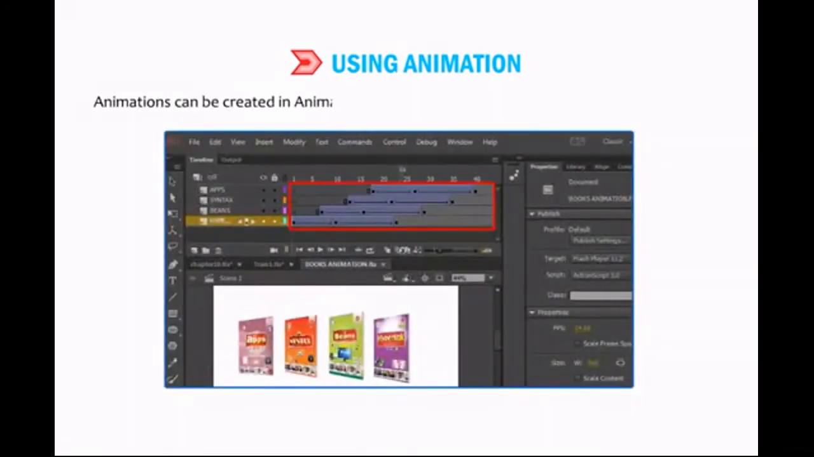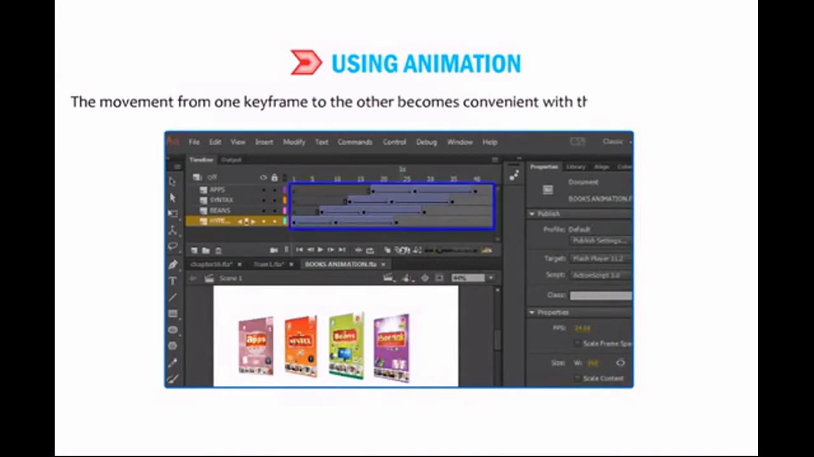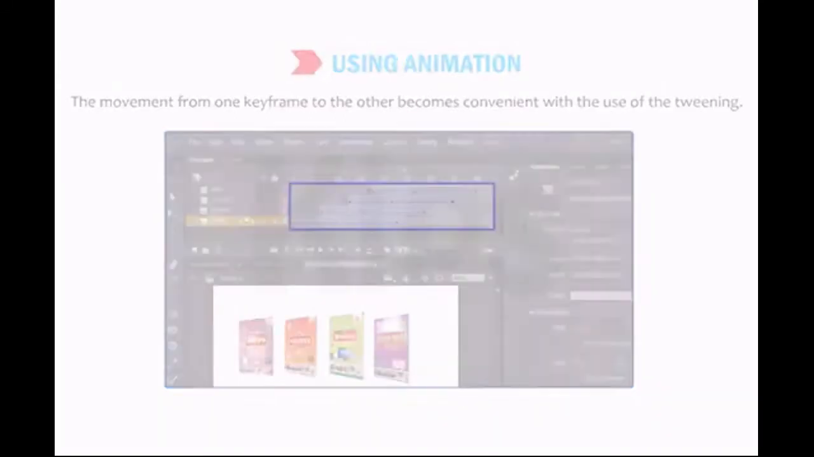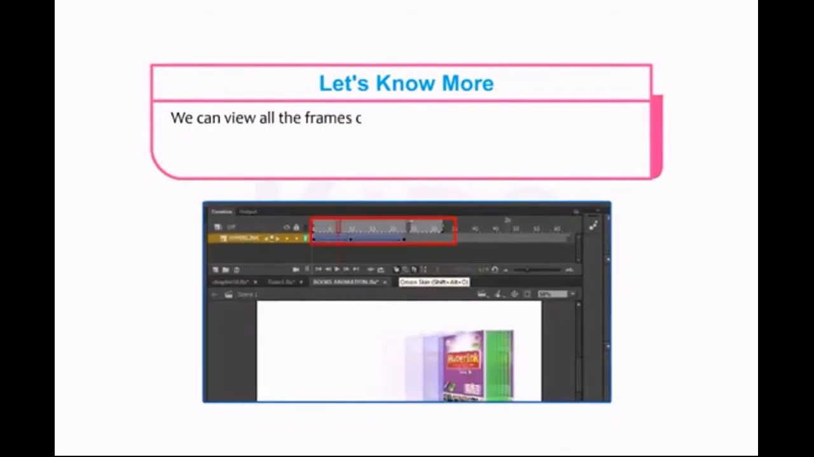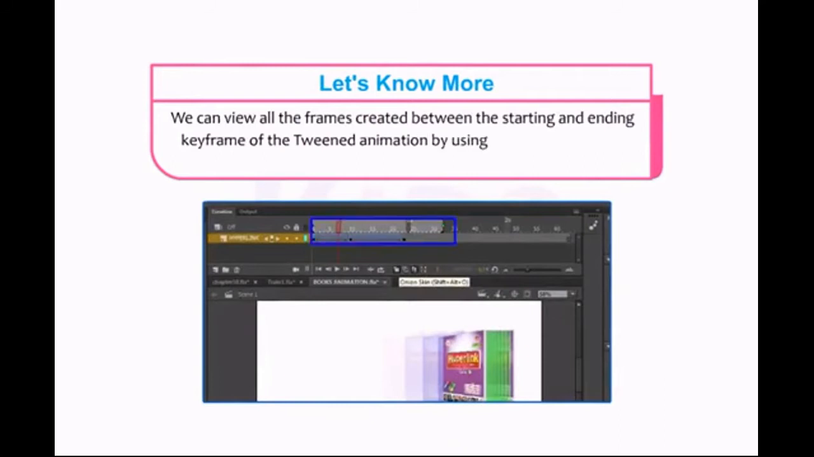Animations can be created in Flash with the help of tweening, which means in between. The movement from one keyframe to the other becomes convenient with the use of the tweening. Students, let us know more. We can view all the frames created between the starting and ending keyframe of the tweened animation by using Onion Skin feature. There are two types of onion skinning.